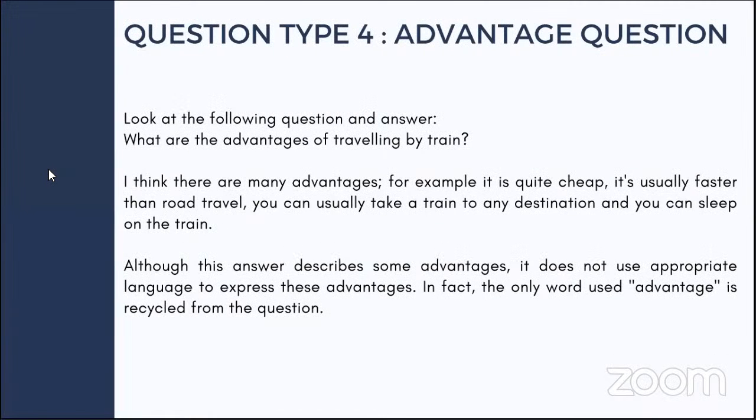Yeah. So, today we go for the next common type of question. Advantage question. So look at the example. What are the advantages of traveling by train? If you answer like this: I think there are many advantages. For example, it's quite cheap, it's usually faster than road travel. You can usually take a train to any destination and you can sleep on the train.